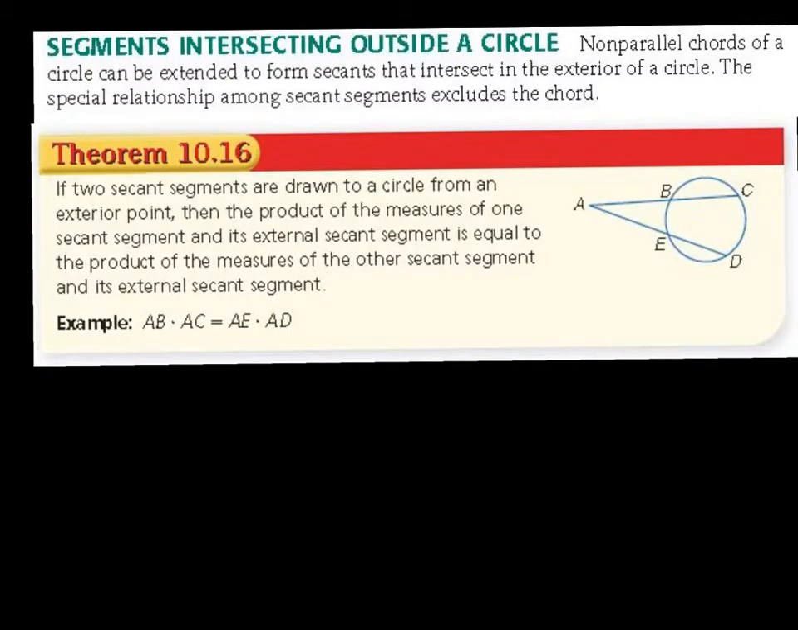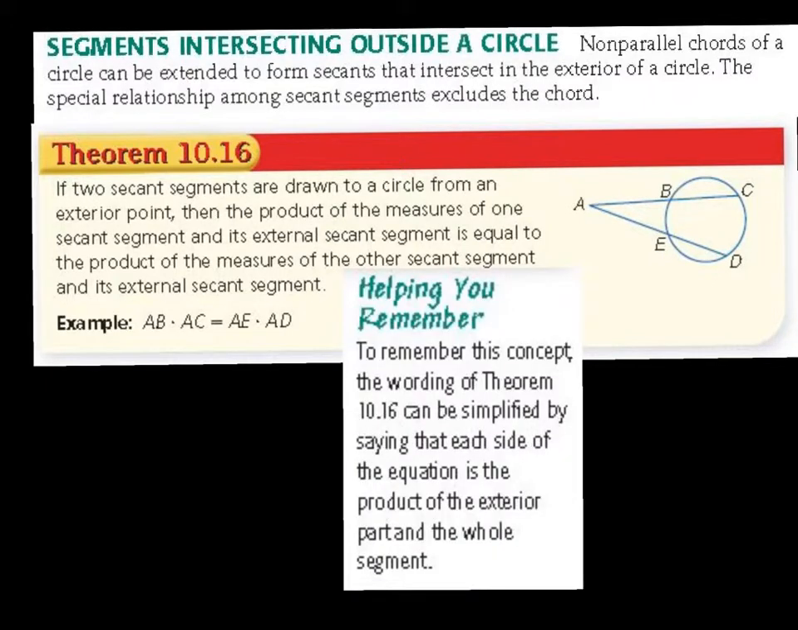Non-parallel chords of a circle can be extended to form secants that intersect in the exterior of a circle. The special relationship among secant segments excludes the chord. If two secant segments are drawn to a circle from an exterior point, then the product of the measures of one secant segment and its external secant segment is equal to the product of the measures of the other secant segment and its external secant segment. This is a simpler way that I like to say it.